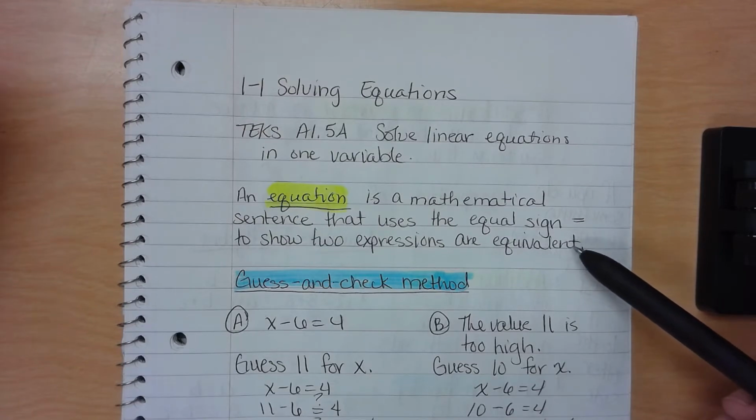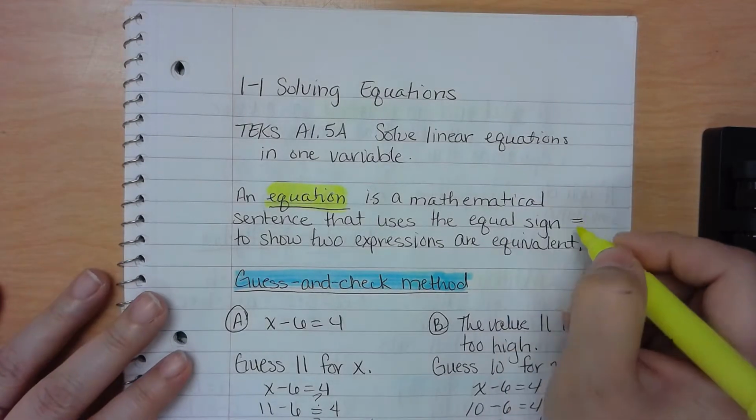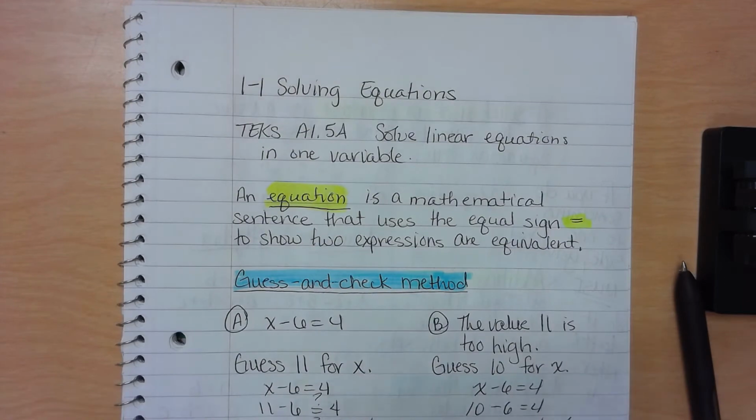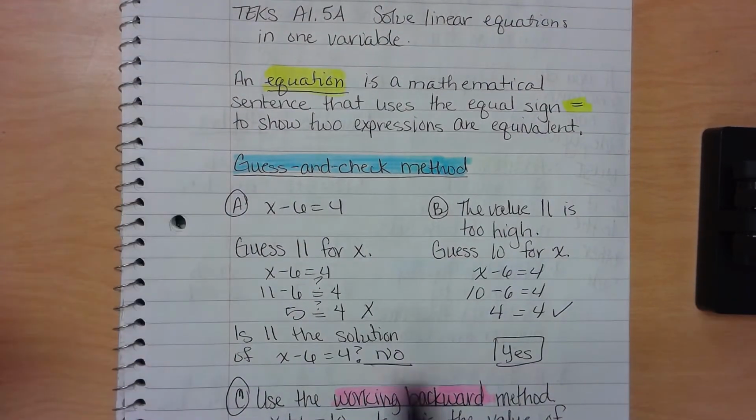The definition that you need to know and write down is: an equation is a mathematical sentence that uses the equal sign to show two expressions are equivalent. So there are two methods that you can use when you're doing one-step problems.